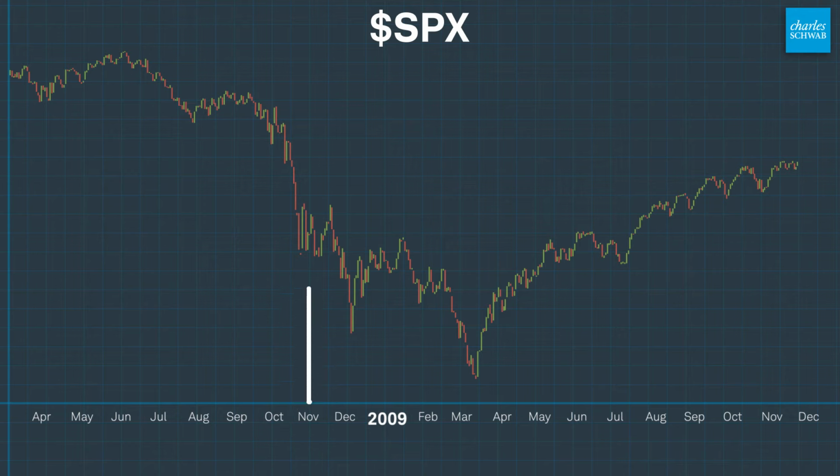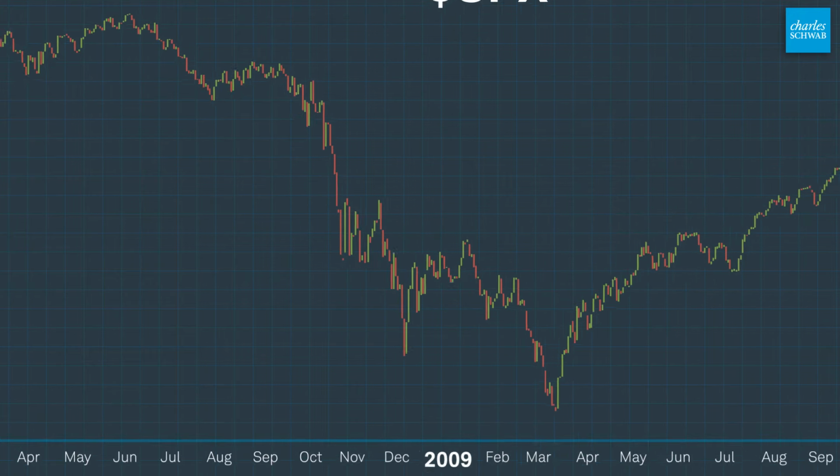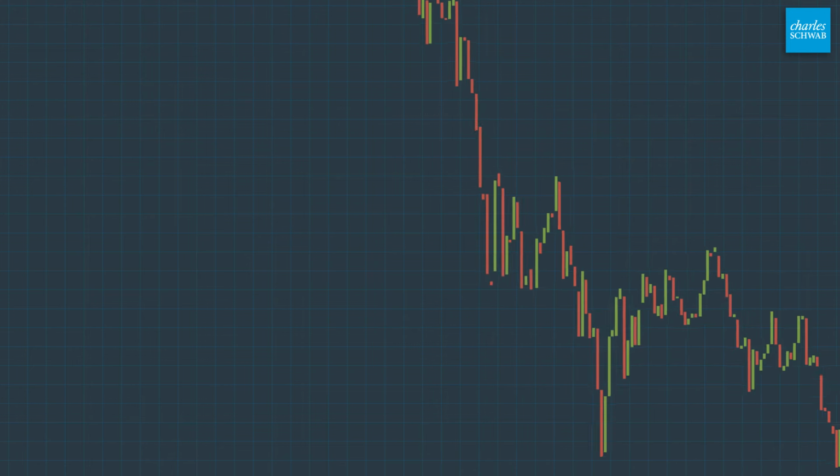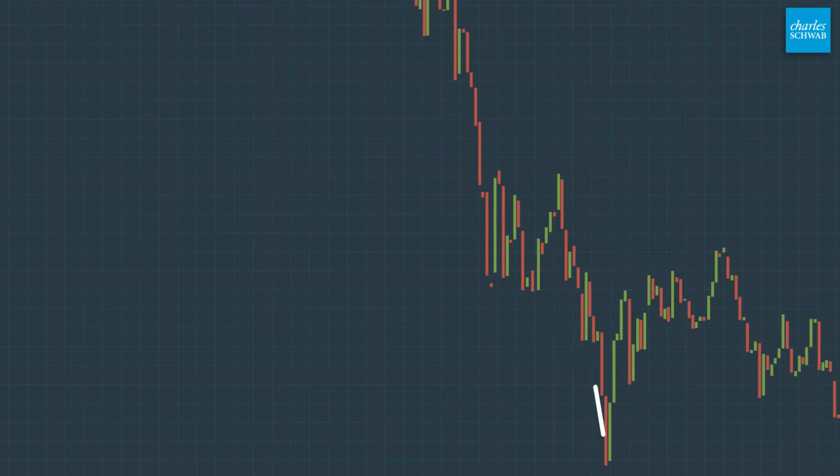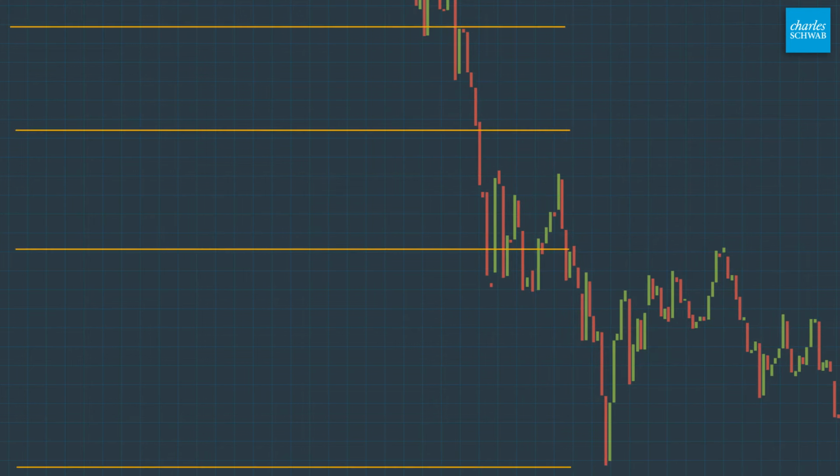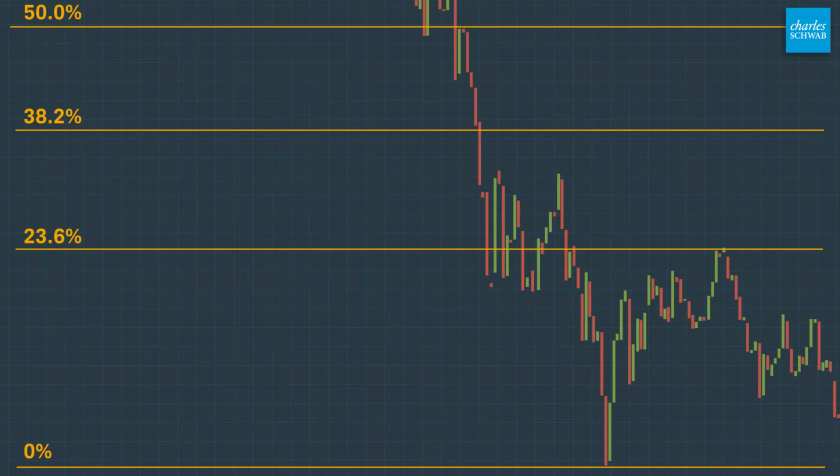Had a trader chosen to start a new position on November 4th, 2008, they'd have been forced to wait until August of 2009 before that purchase was profitable. Because what happened next? The S&P 500 hit a new short-term bottom near $740. A new bottom calls for a redrawing of the Fibonacci retracement levels.